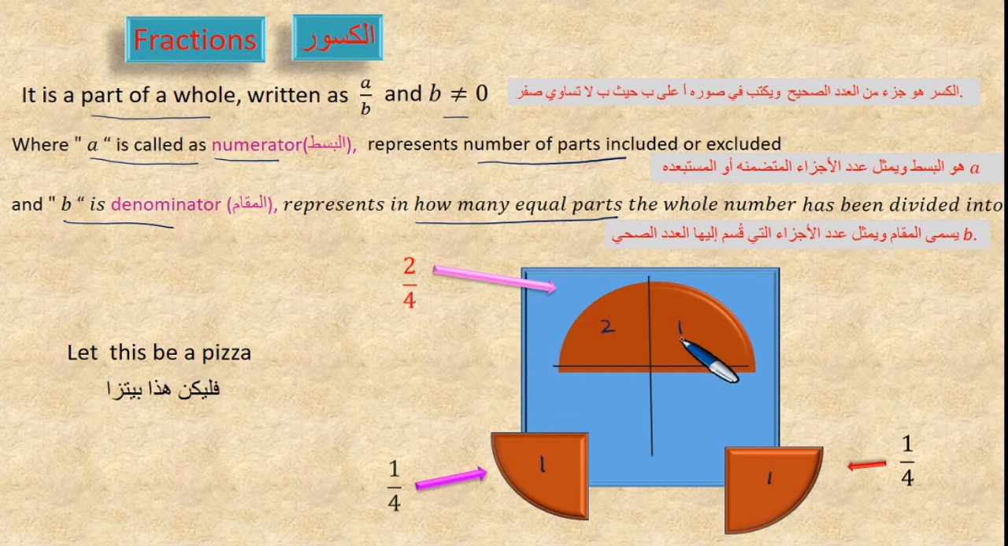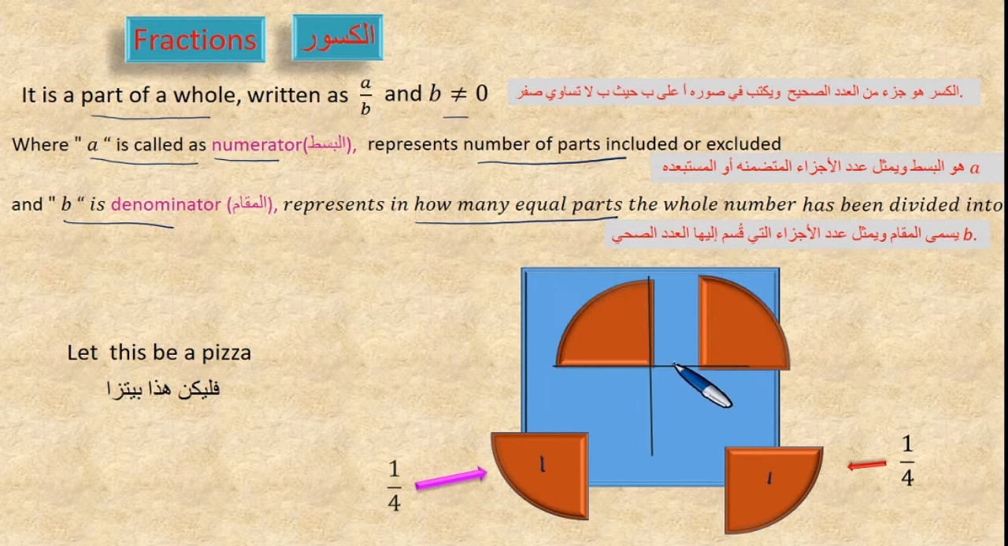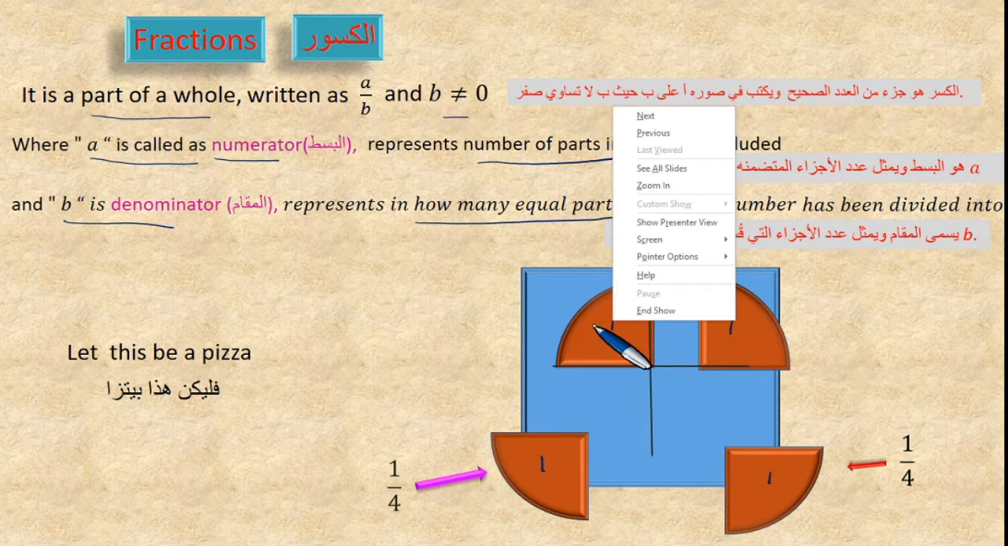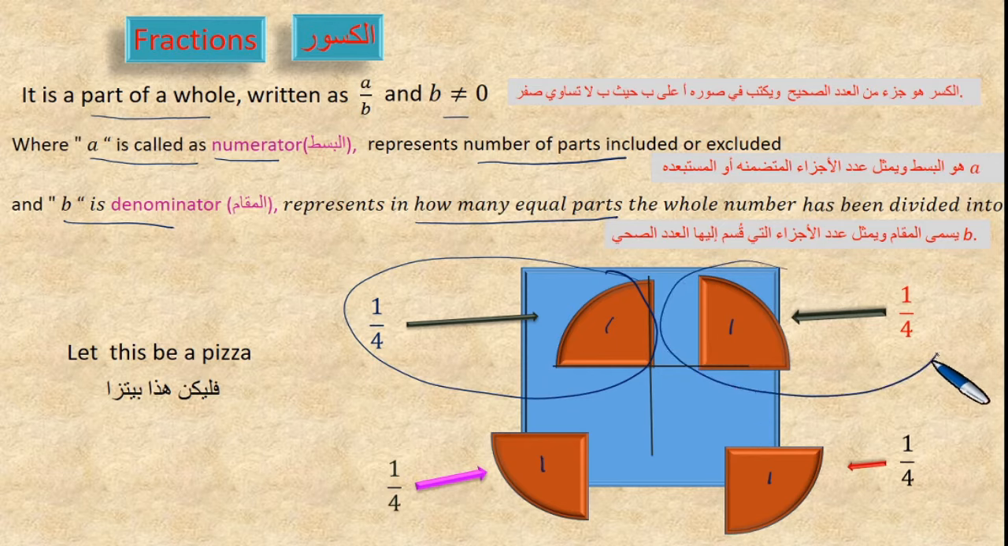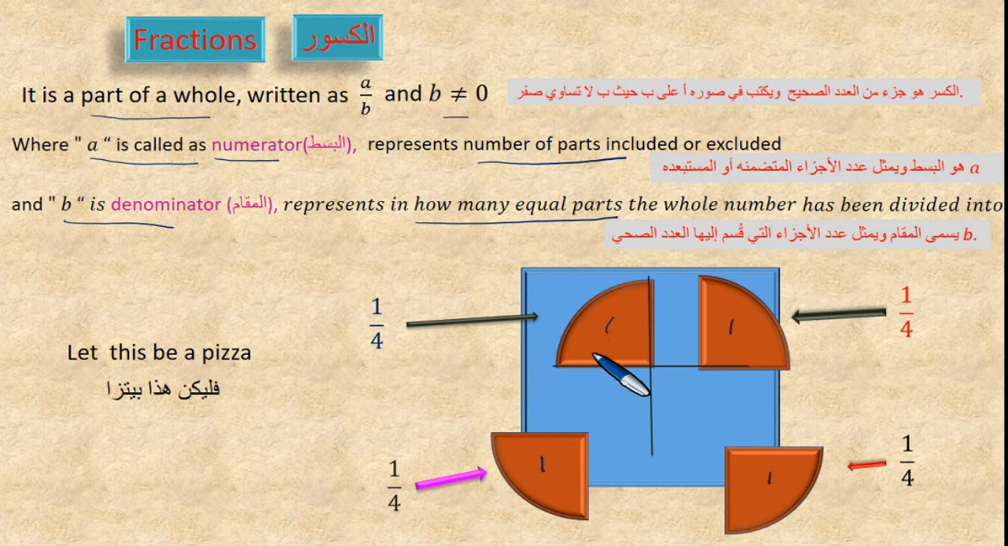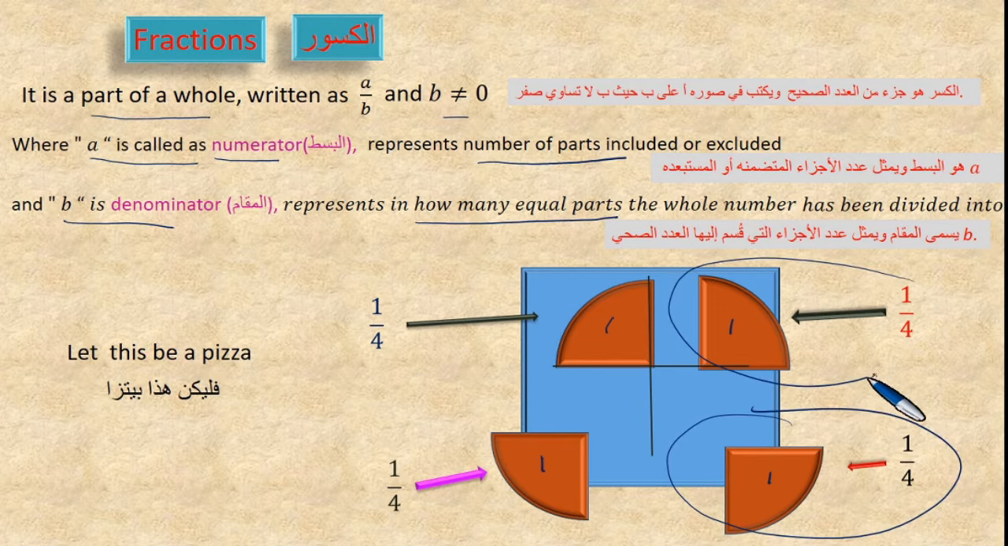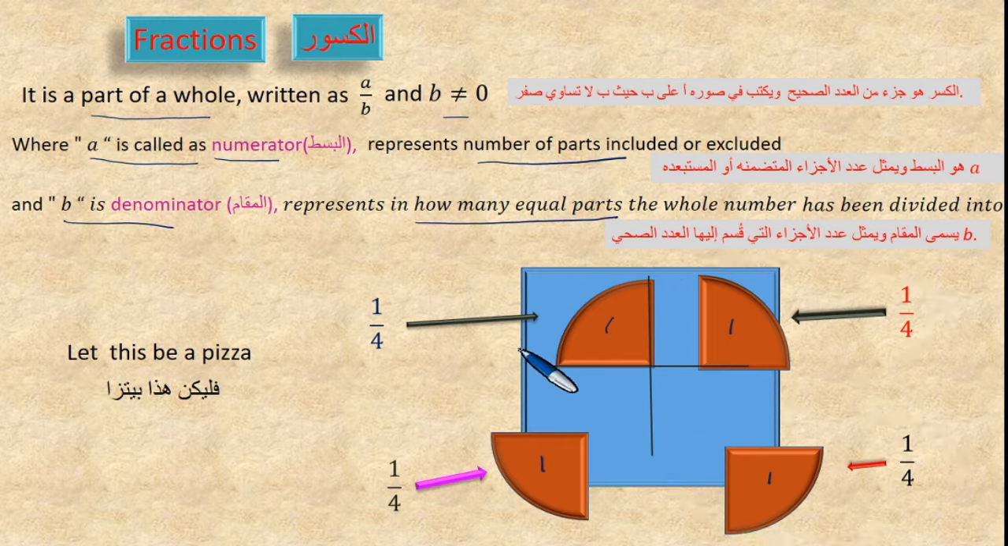Now let me go for more division of this pizza. If I want to cut one more part over here, then this is also one part of the 4 parts, and this is also one of the fourth part. So this is a 1 over 4 fraction, and this is also a 1 over 4 fraction. So a total of 4 parts are here. Each one represents 1 over 4 of the pizza. I hope you understood the meaning of fractions.